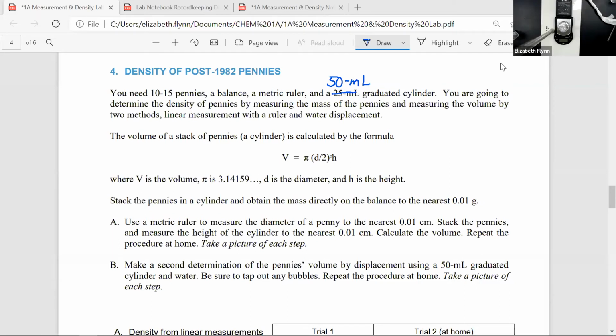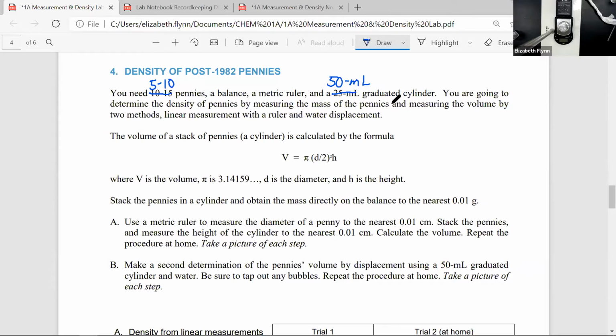All right, everyone. So now we're going to go on to part 4. And for part 4, I want to make another change too. It says that you'll need 10 to 15 pennies, but in reality, I know it's kind of hard to come by. So why don't we just say 5 to 10 pennies instead? And that's what it says on the instructions in the lab materials page on Canvas. So you'll need your scale, you'll need your metric ruler. And again, you can find a metric ruler online, print it out, or use it on your phone or your computer if you don't have one. And then you're using your 50 milliliter graduated cylinder.